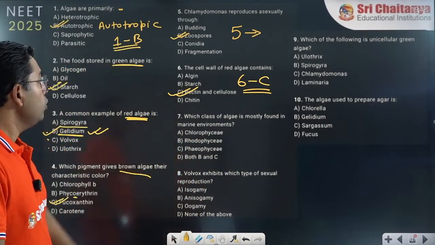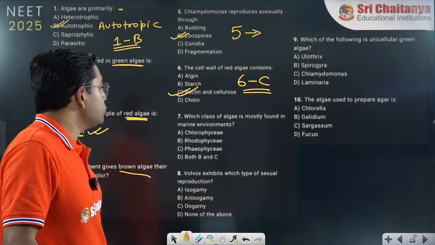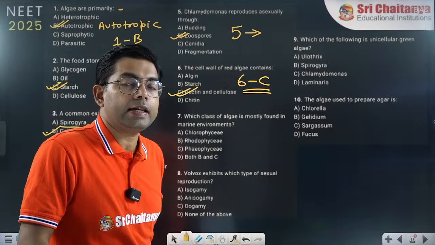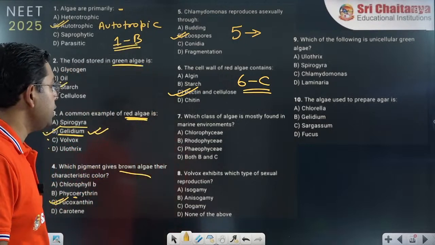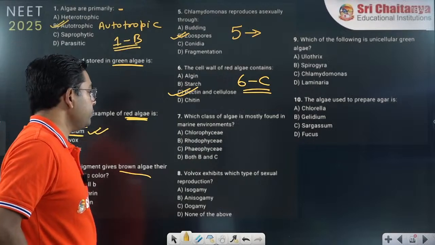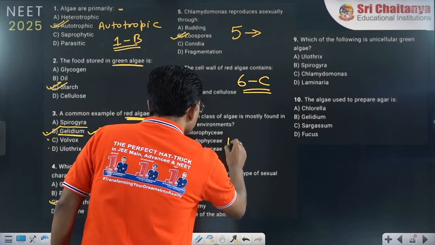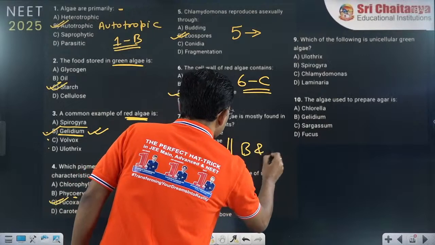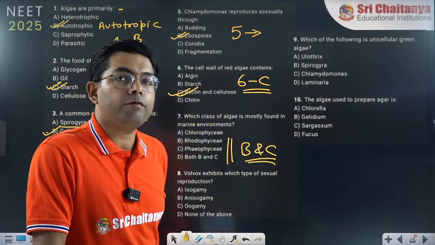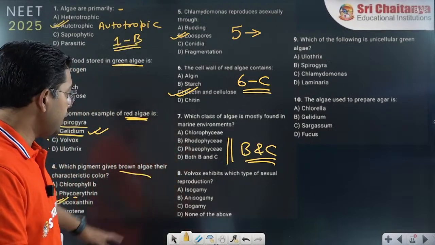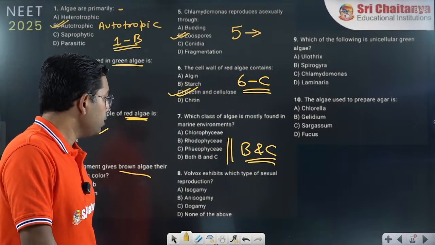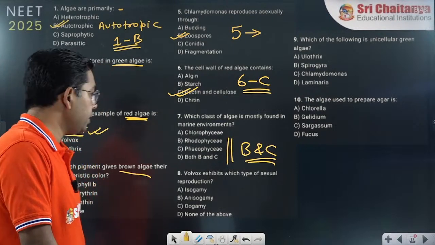Now next one. Which class of algae is mostly found in marine environment? So here both B and C are found in marine environment. We have seen that both Rhodophyceae and Phaeophyceae are found in marine environment. Seventh, what is the right answer? B and C both. Very good.